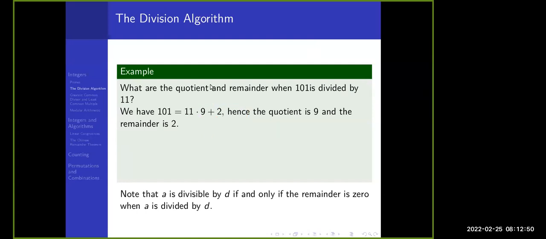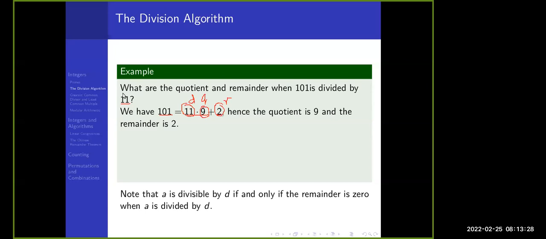So here is an example. If you have two integers, say 101, and your divisor is 11, you can write 101 as 11 multiplied by 9 plus 2. So here you have your remainder. This is r. The remainder is 2. And the divisor is 11, this was our d. And the quotient will be 9.